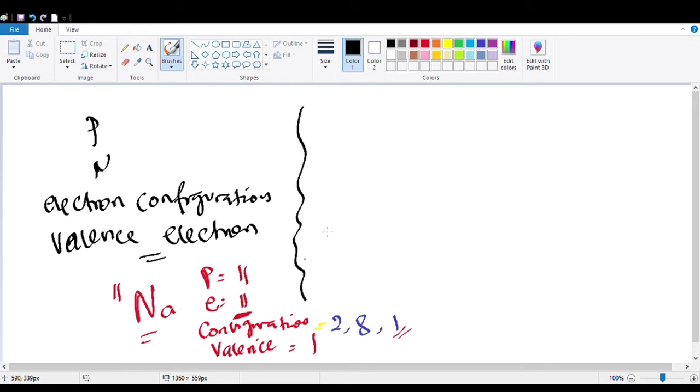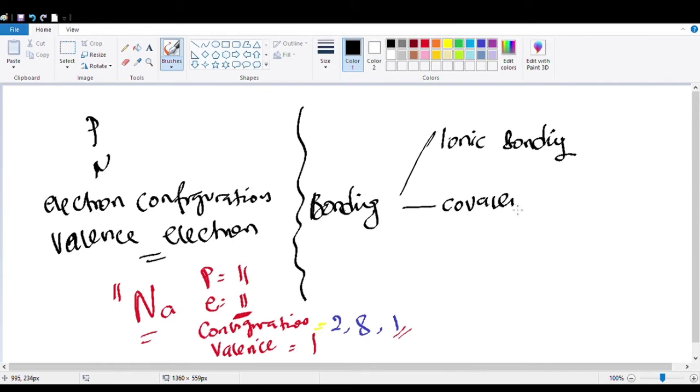But before we start to bond between the elements, I want to tell you about the types of bonding. There are three types of bonding. The first one is ionic bonding, the second one is covalent bonding, and the third one is metallic bonding.